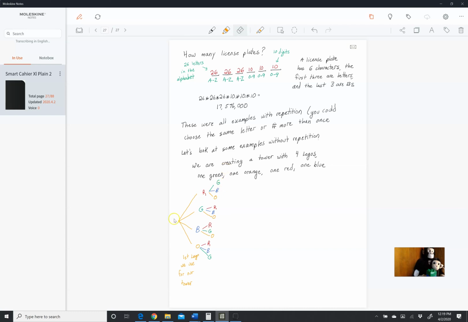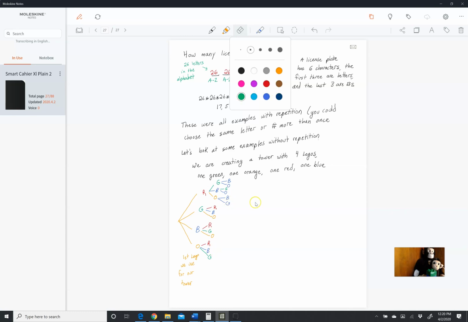Well, now we have the first two Legos. We could have a red and a green. And what that means is that we could have a blue as the third Lego. Or we could have the orange as the third Lego. Because those are the two that we haven't used yet. If we had a red and a blue, then instead we could use an orange for the third Lego. Or we could use a green for the third Lego. And if we did a red and an orange, then for our third Lego, we can use a blue. Or we could use a green.